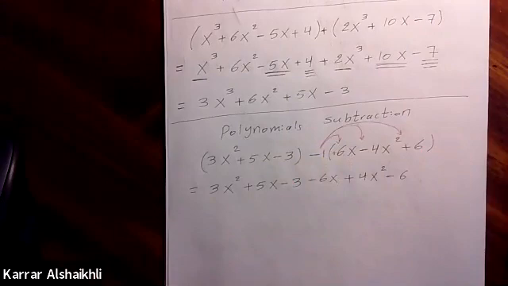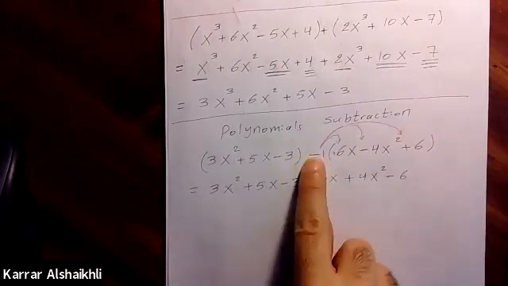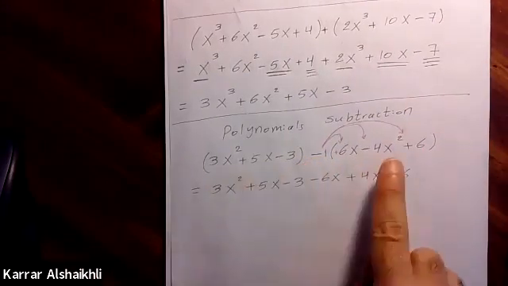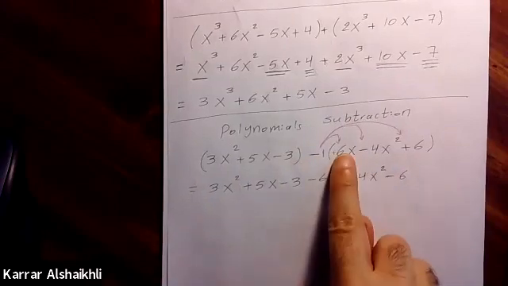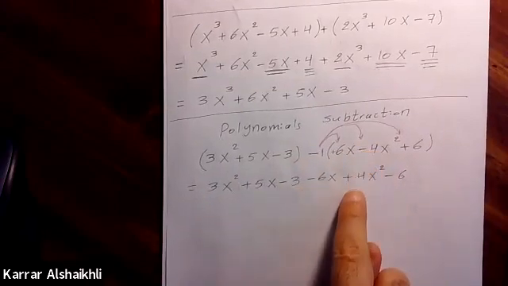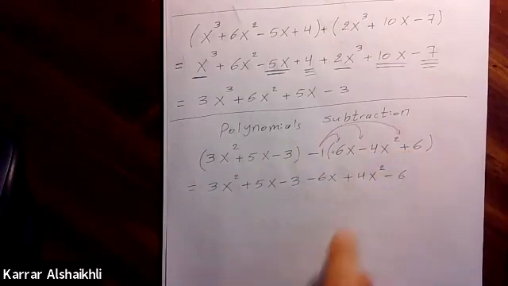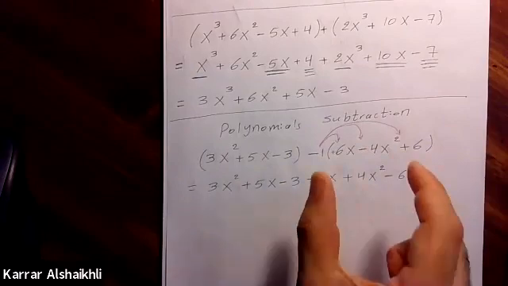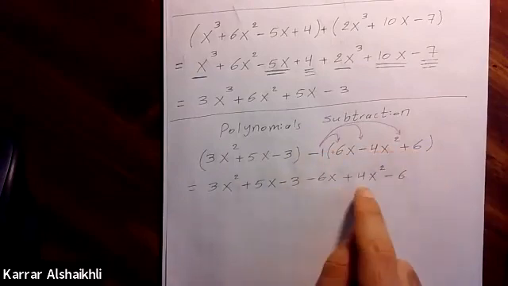Why am I going to do that? Because only if you have minus between two polynomials. You see, -6, +4, -6. So it's easier than distributing. I'm just going to change the sign for each term here.